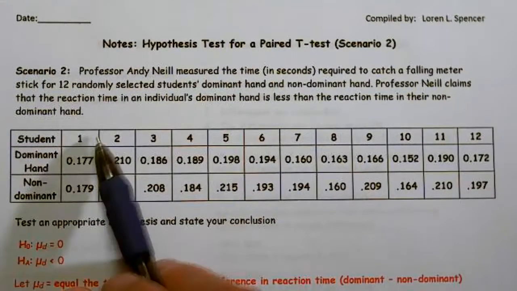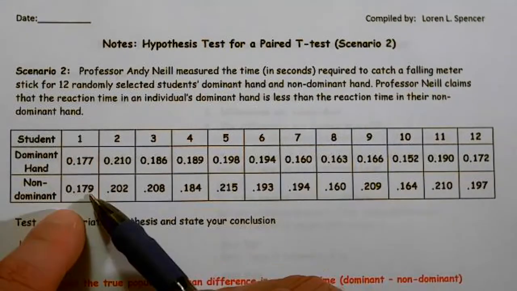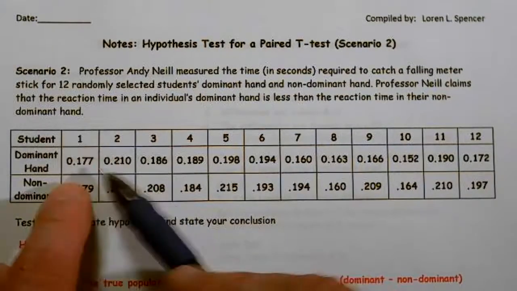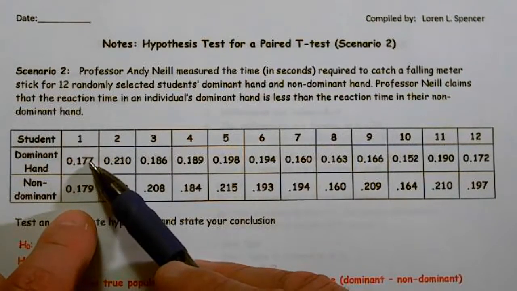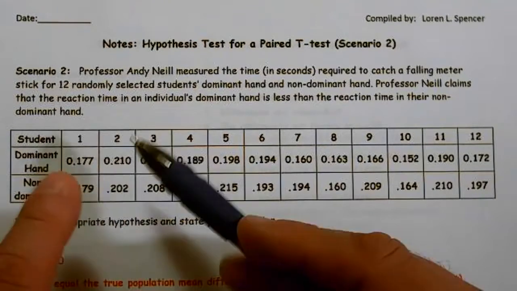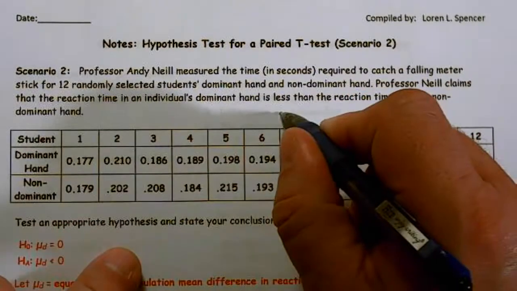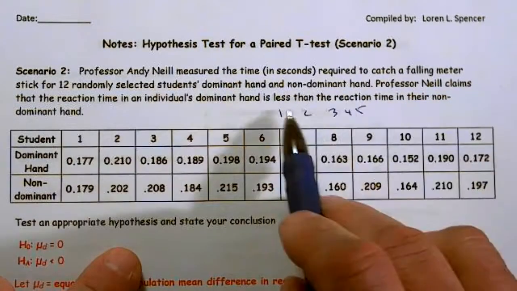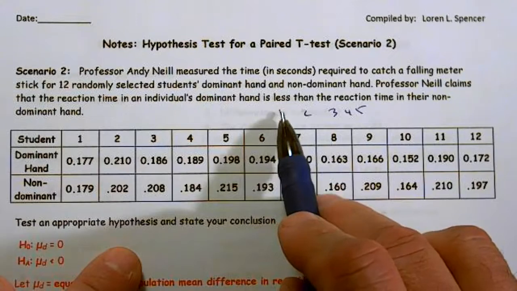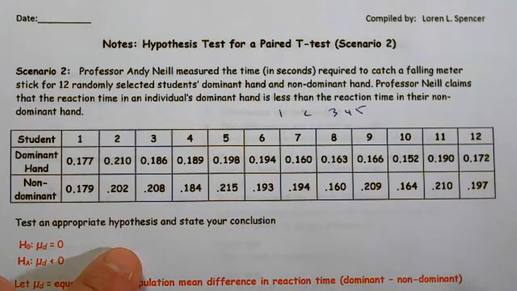Well, we notice we have students 1 through 12, and we have dominant hand and non-dominant hand times, and we're saying dominant hand is less, and if it's less, you're faster. And just real quickly, if someone does something in 1 minute, 2 minutes, 3 minutes, 4 minutes, 5 minutes, if it takes someone 1 minute to do something, they're faster. So the smaller the number, the faster you are.